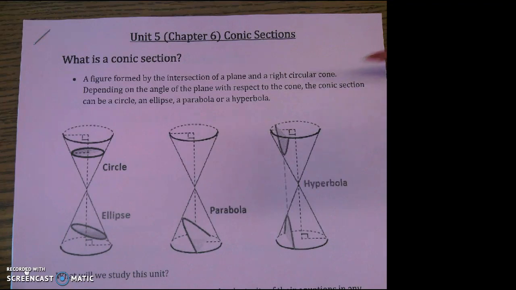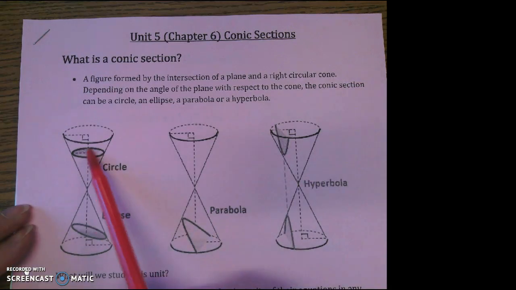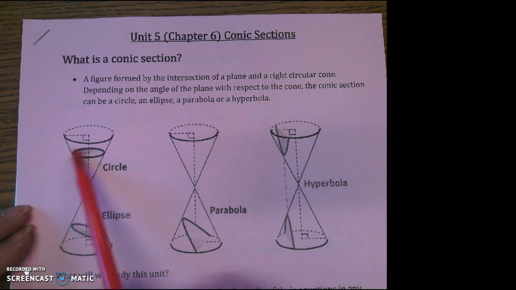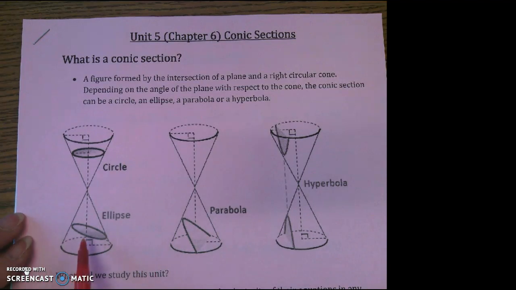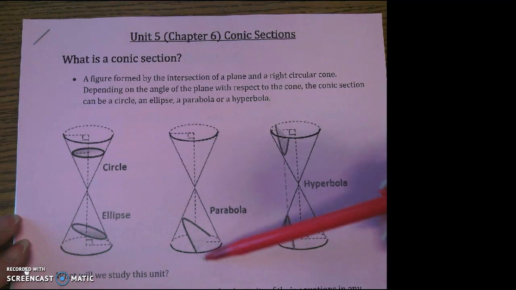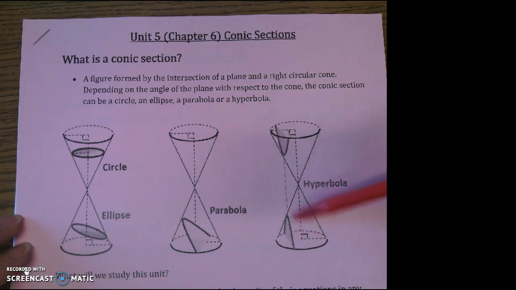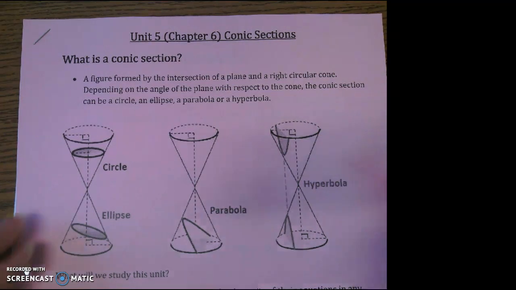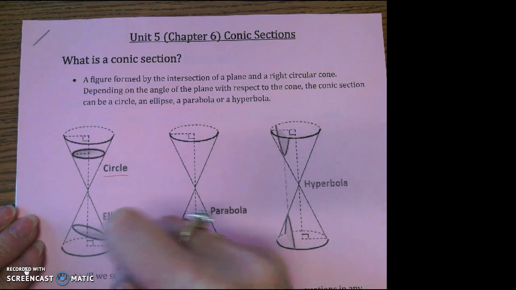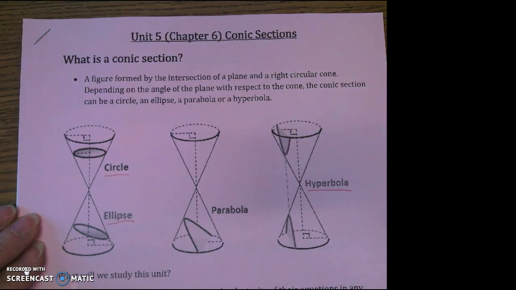So depending on how that plane is intersecting the circular cone, you could get a circle. So your plane would be horizontal here. You could get something called an ellipse if your plane is diagonal. If your plane just intersects one part of this cone, you can get a parabola. Or if it comes down vertically here, you can get two parabolas, and both parabolas together are called a hyperbola. In this unit, we are going to be studying circles, ellipses, and hyperbolas.